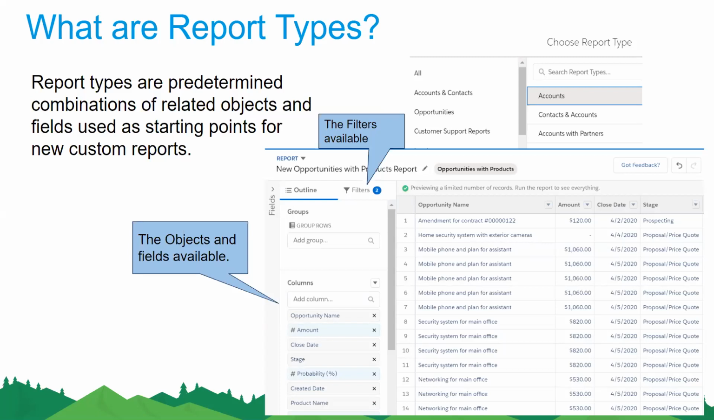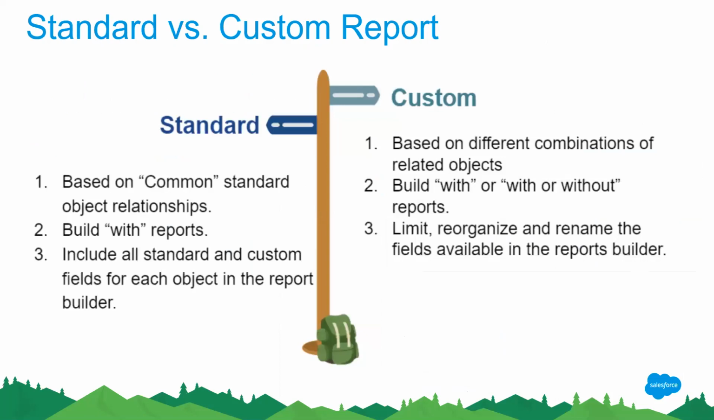Report types are classified into two types: standard and custom. A standard report type is like a pre-built template that I can make use of. These are related through the standard object relationships, and I can build reports with them. They include the standard objects with the standard fields and the custom fields. A custom report type we create based on our use cases. Either I create a custom report type using a standard object or a custom object, or a combination of both.